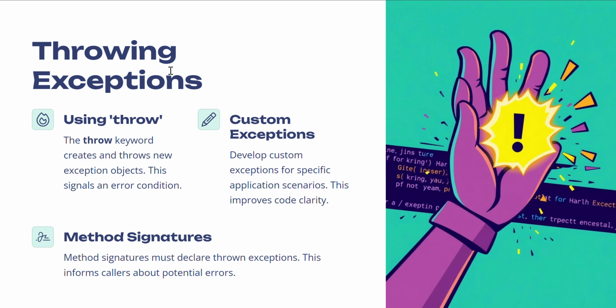Custom exceptions. Developing custom exceptions is also available, or a plus point of Java. We can make our own custom exceptions, create them, and handle the code. And this is for specific application scenarios, which improves your code clarity. Method signature. Method signatures must declare thrown exceptions. This is to inform the callers about the errors that are going to be thrown or that are going to arise in the code.